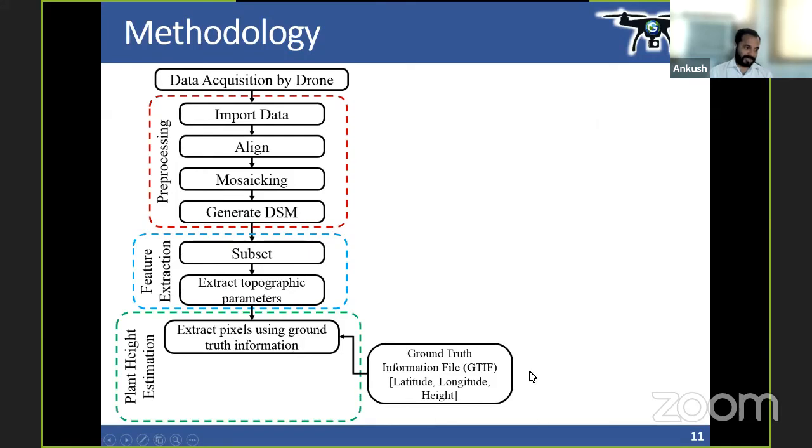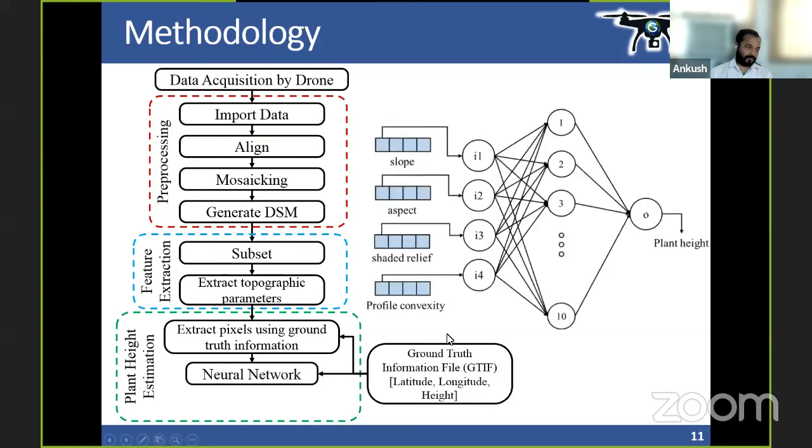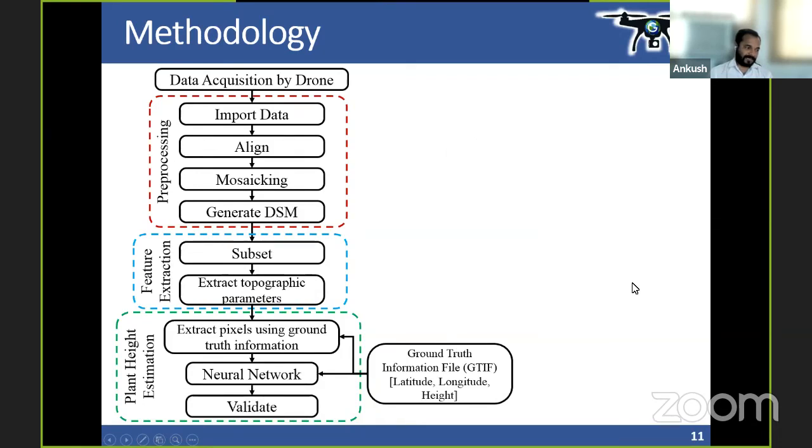This is a GTIF file, the ground truth information file, which we created during the in-situ data collection, and which consists of the latitude, longitude, and the measured height of the various crops. After this, a network is designed in which the four topographic parameters are given at the input node, which results in a relation with the measured height. And after that, we validated our generated relation on the other days.